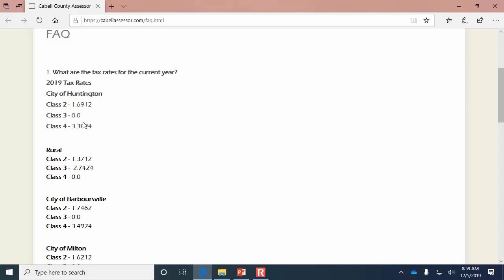How can Huntington get away with that? Why are people willing to pay higher taxes in Huntington rather than in rural areas? If you look, the rural area class 2 is 1.37, the Huntington class 2 is 1.69. Why do you suppose Huntington charges more? There's so many more jobs in Huntington, it's just easier to drive. Okay, so you're looking at it from the perspective that they can get away with it because it's more convenient to where a lot of people are going. So it's maybe a supply and demand type issue, and I think there's some truth to that.